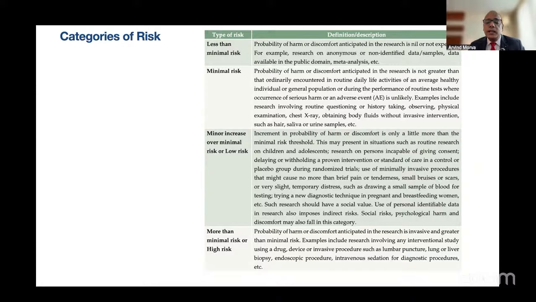So there is an increment in the probability of harm or discomfort, with a little bit of increase over the minimal risk threshold. More than minimal risk, or high risk, is where the probability of harm or discomfort anticipated in the research is more than the minimal risk. Examples include research involving any interventional study using a drug, device, or an invasive procedure such as lumbar puncture, lung or liver biopsy, or endoscopic procedure.